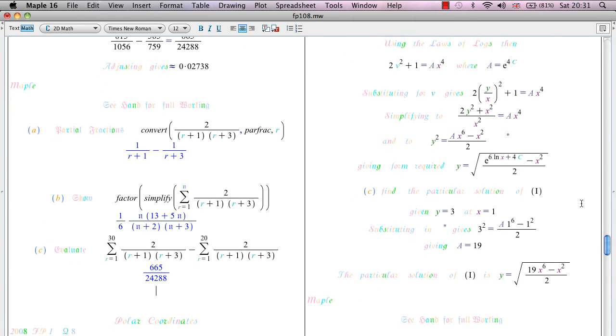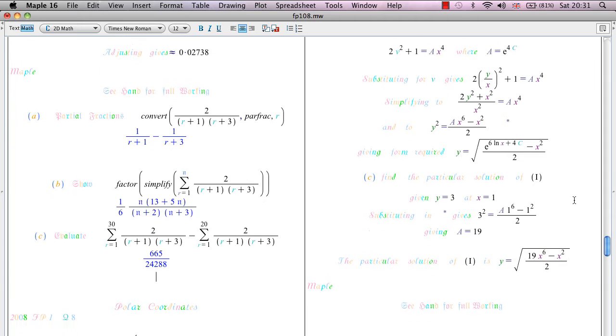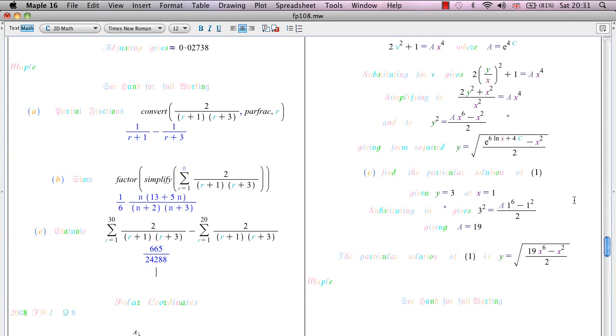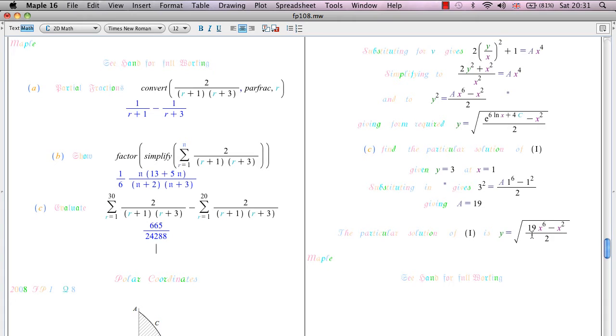So for a particular solution of 1, given y equals 3 at x equals 1, substituting these values in the expression for y squared gives A as 19, then we can write down the particular solution.